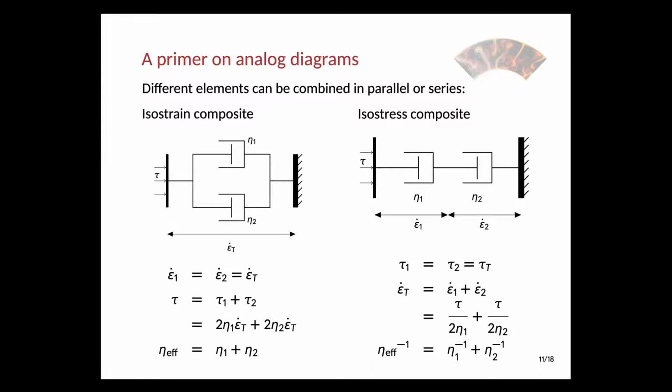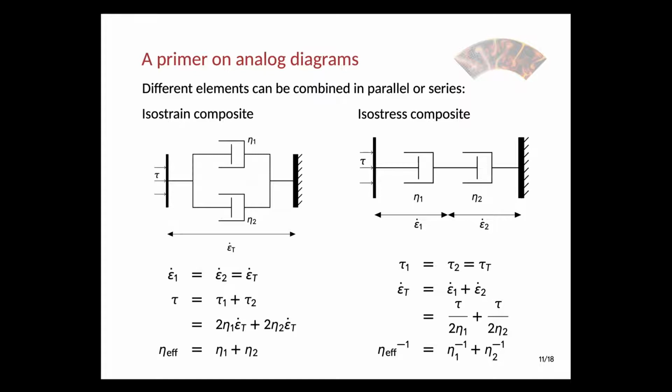Essentially what that means is that each component is accommodating part of the total stress, and you basically just add up the 2 stresses to make the total stress. And in terms of viscosity, if we're looking at simple dampers, the effective viscosity is then the sum of the viscosities of each one of the 2 components.